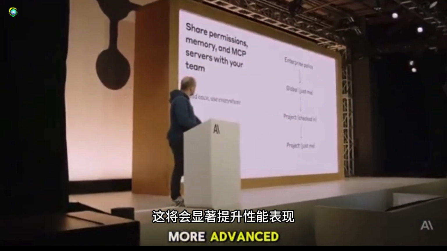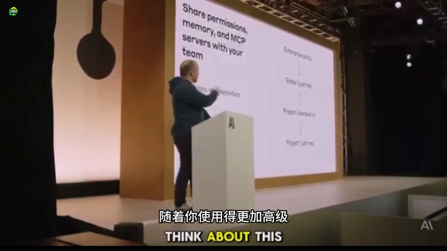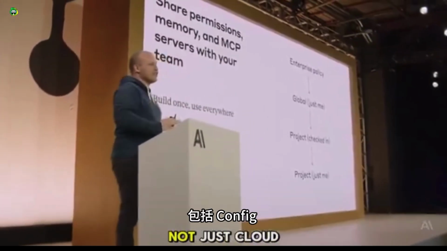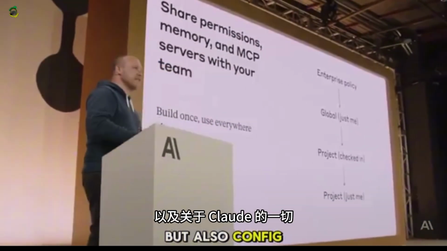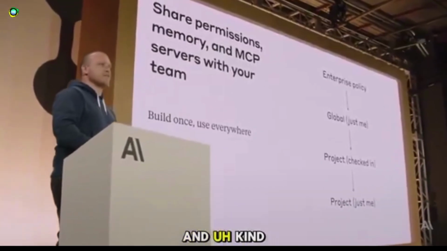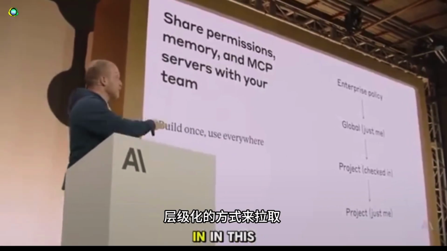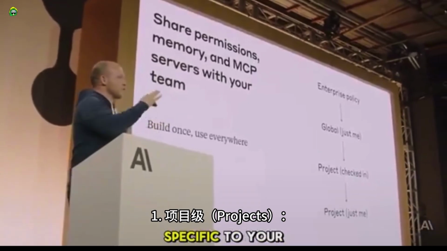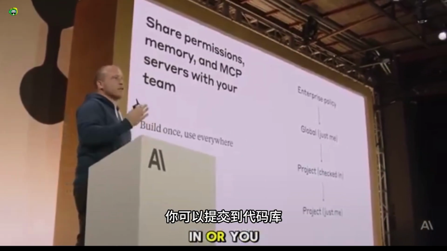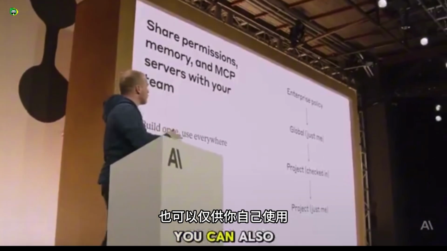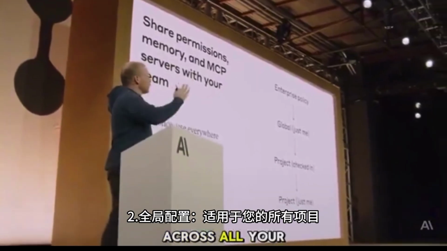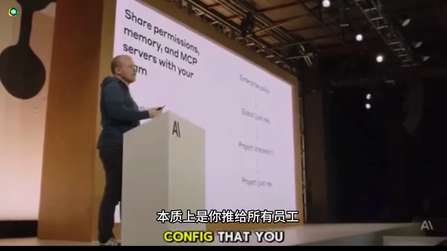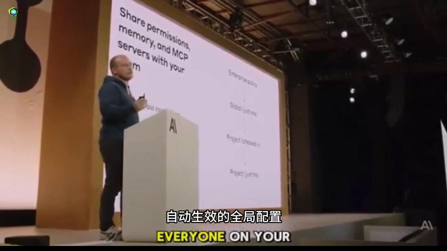As you get more advanced, you're going to want to think about this hierarchy of different ways to pull in everything. So not just ClaudeMD, but also config and everything about Claude you can pull in this hierarchical way. So projects are specific to your Git repo, and this you can check in, or you can make it just for you. You can also have global configs that are across all your projects, or you can have enterprise policies. And this is essentially a global config that you roll out for all of your employees, everyone on your team, automatically.